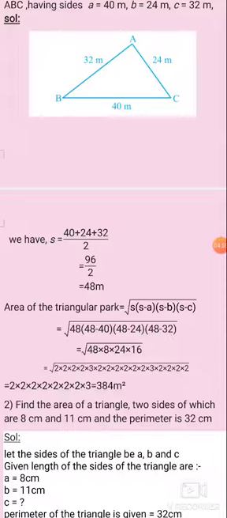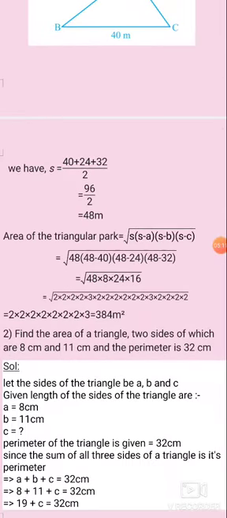So let the sides be A, B and C. A is equal to 8 centimeter, B is equal to 11 centimeter. How do we find C? The perimeter is given as 32. So perimeter minus the sum of the lengths of the other two sides.